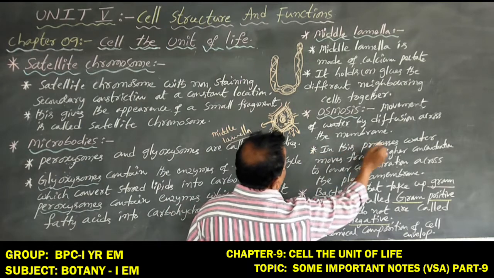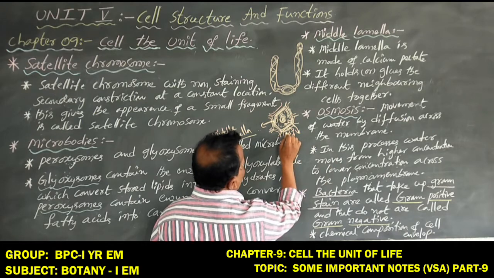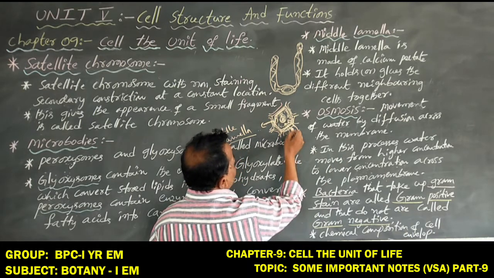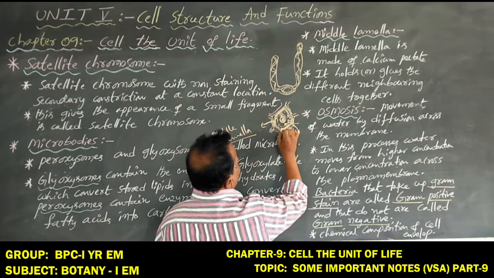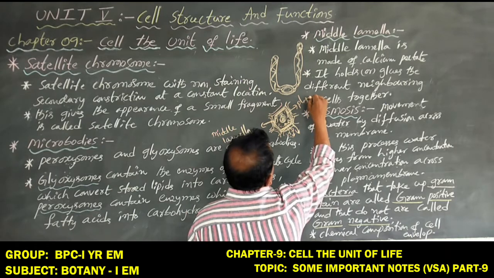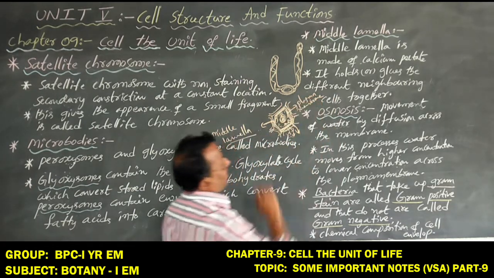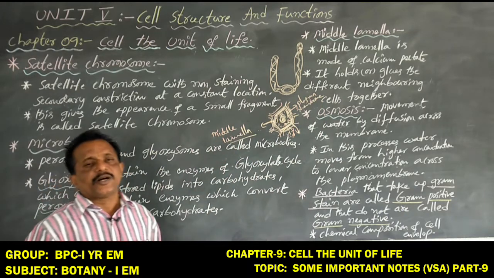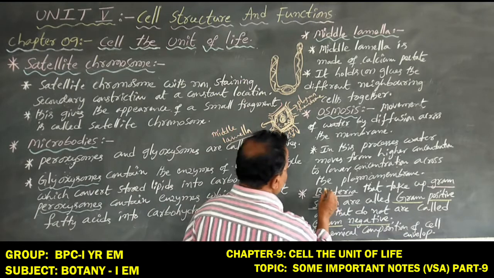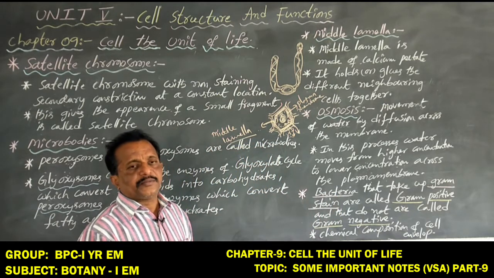Okay now, movement of water by diffusion across the membrane. In this osmosis process, water moves from a higher concentration region to a lower concentration region across the plasma membrane, which is the cell membrane. That is osmosis. Okay now, next coming to prokaryotic organisms, that is, bacteria.